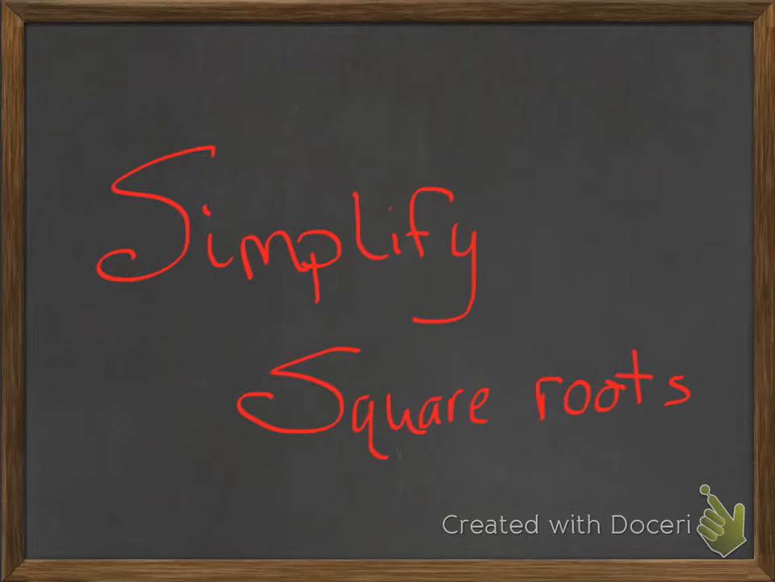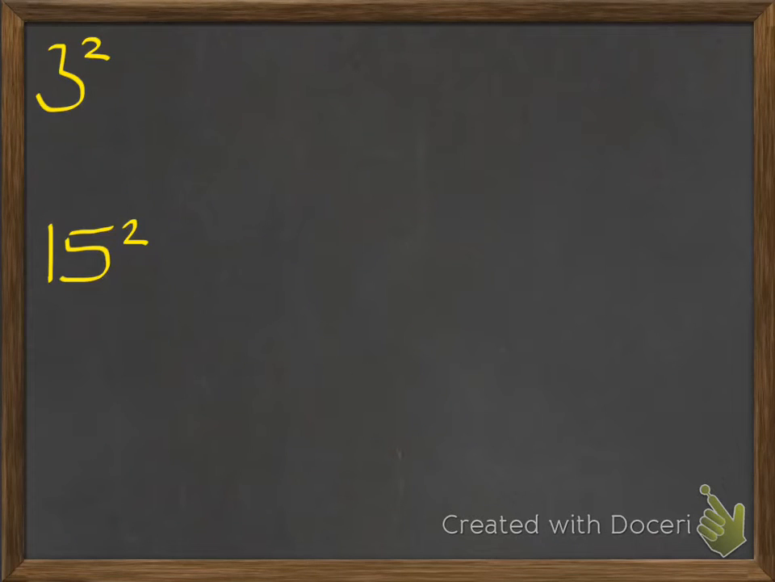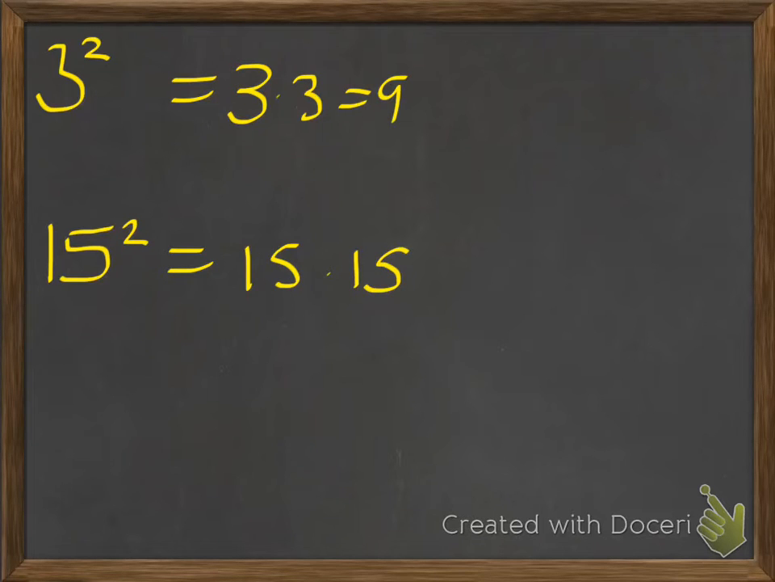Simplifying square roots. So first off, let's just talk about what it means to have something squared. 3 squared is 3 times 3, which is 9. 15 squared is 15 times 15, which is 225. So when you're taking the square root, it is going backwards. We're trying to figure out what number would have been squared in order to create that.